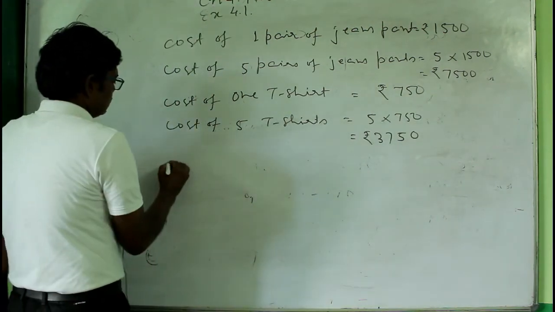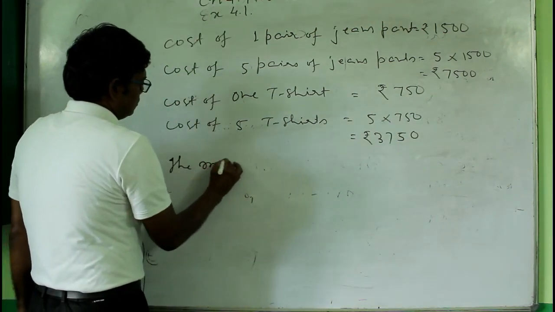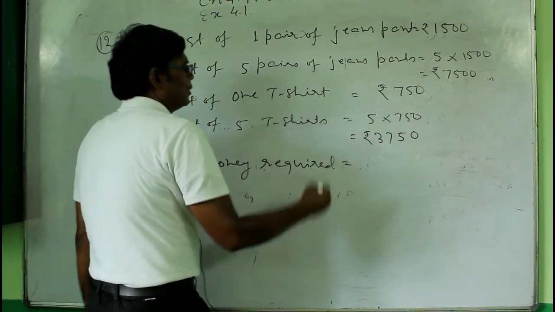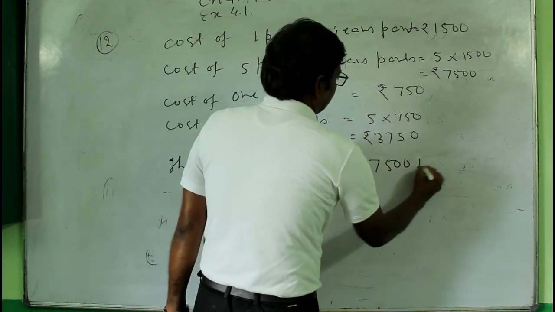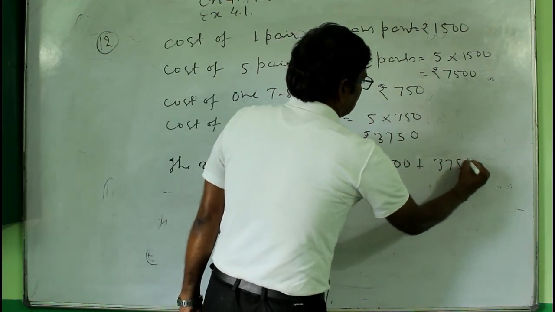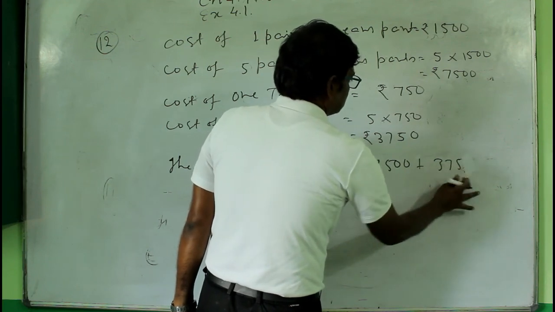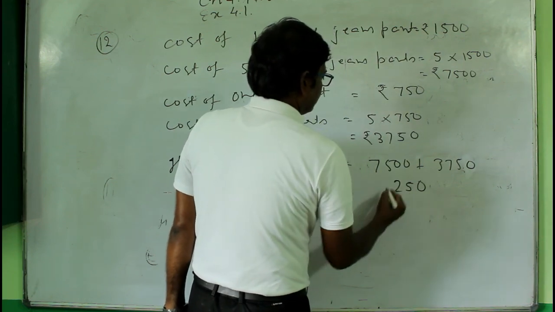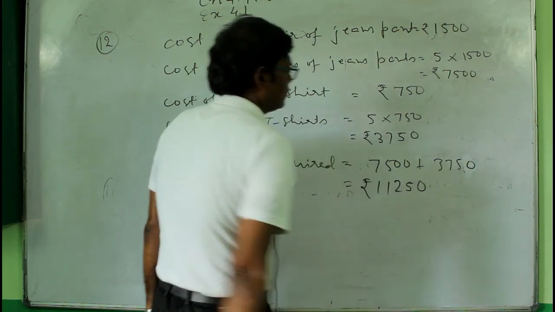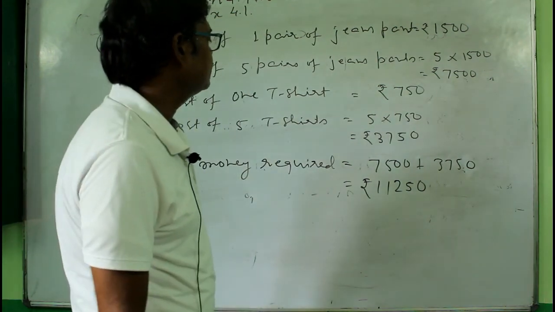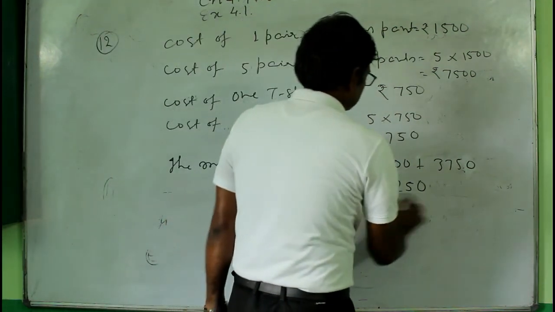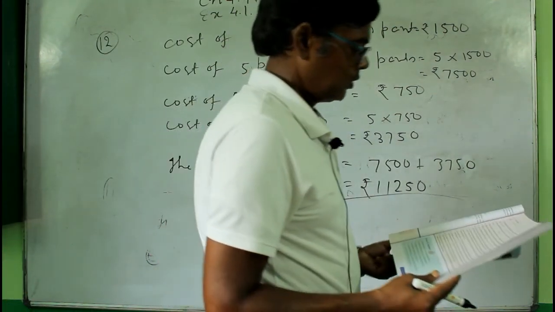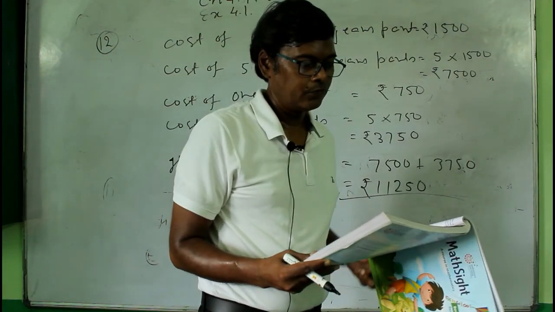So the money required equal to 7,500 plus 3,750. This much. Okay, so this is the answer. 11,250 rupees is needed to buy 5 pairs of jeans and the 5 t-shirts.